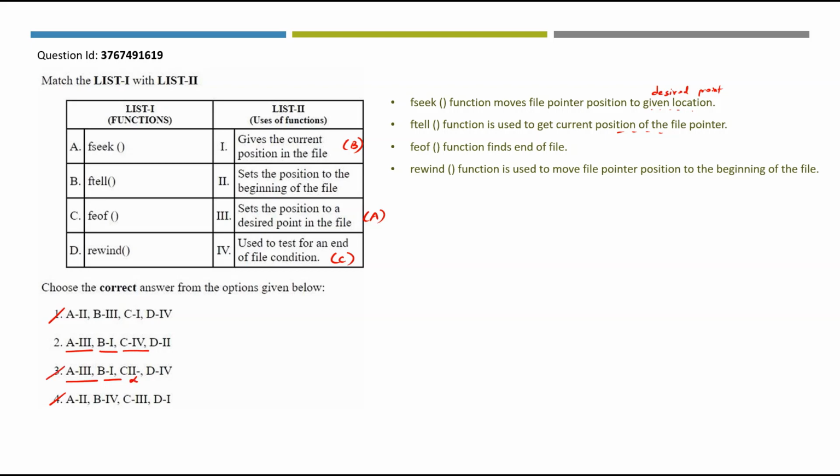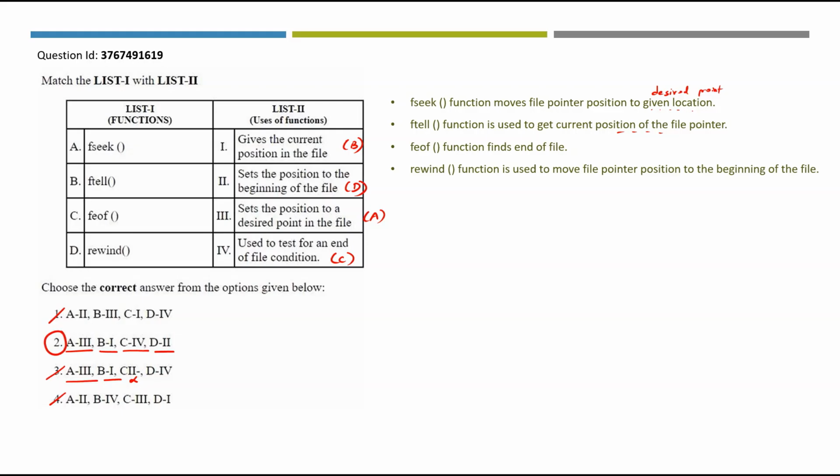What about D? Rewind function is used to move file pointer position to the beginning of the file. Sets the position to the beginning of the file is the actual meaning here. D will be mapping to 2. D2 is available here. A3, B1, C4, D2. Option number 2 will be the right answer.